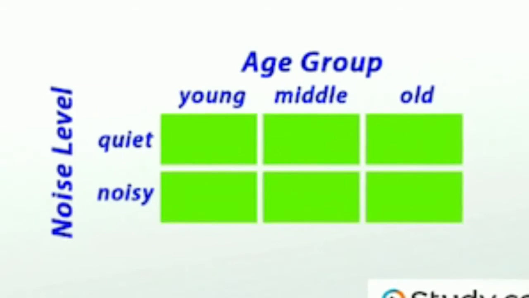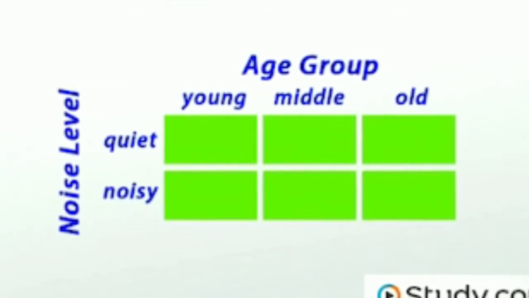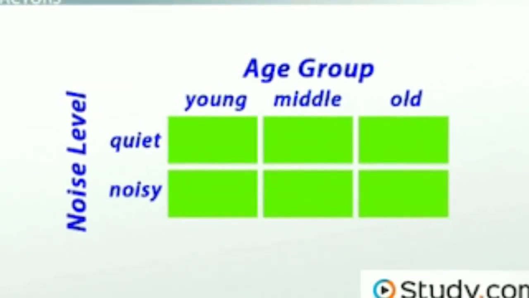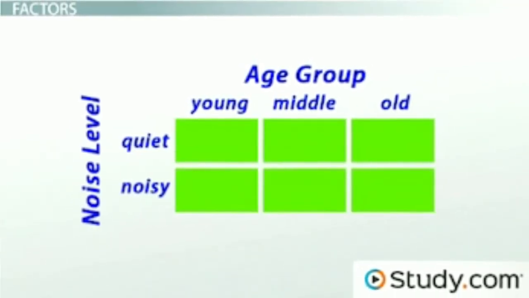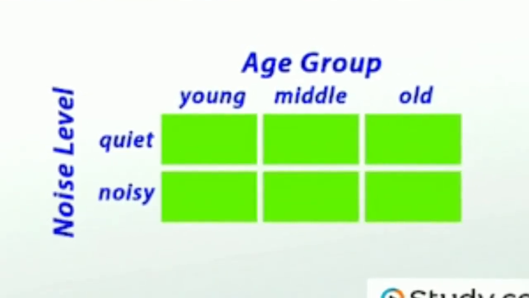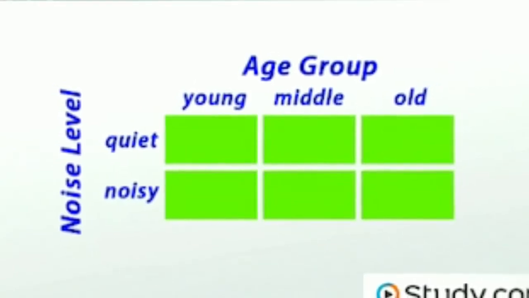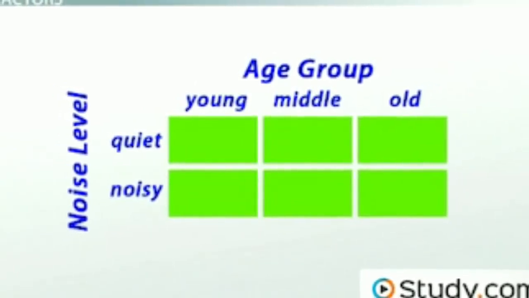So if you will look at the table, you can see that there are two levels or possible outcomes for the factor of noise and three levels for the factor of age. This is called a 2 by 3 factorial design. There are endless possibilities for factorial designs based on the levels of the factor. So lastly, let's now proceed to the 4 by 2 factorial design.